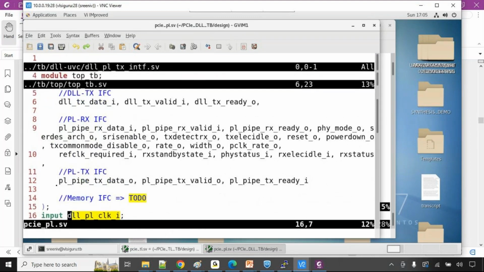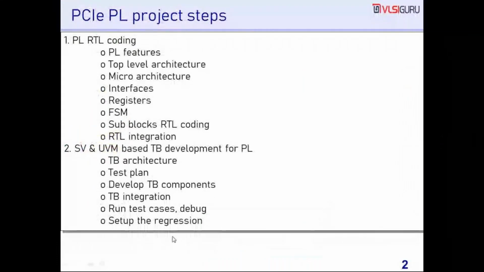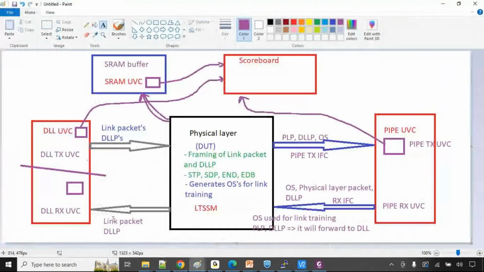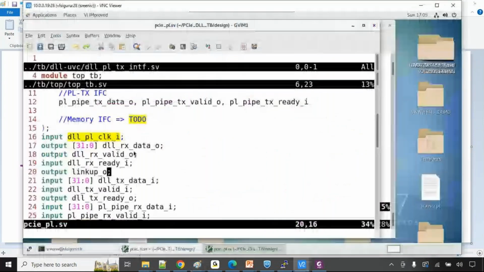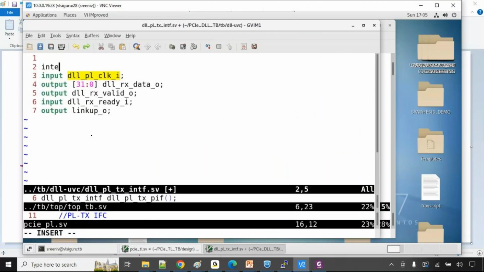I'm not going to take any existing code. Let's say this one, this corresponds to that, right? Wait, the link up is part of what? Link up is part of the receive interface only. Okay, so that means y4 interface DLL PL. Oh, sorry, it was supposed to be RX interface. Okay, this RX interface, end interface.